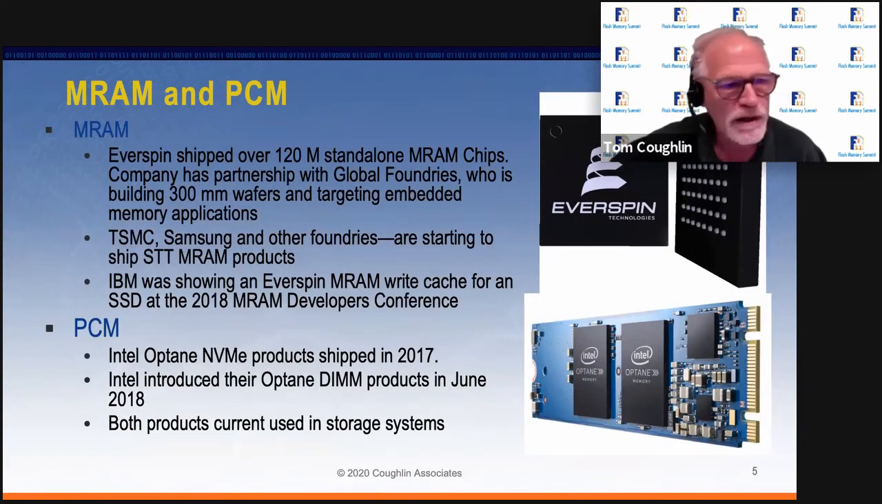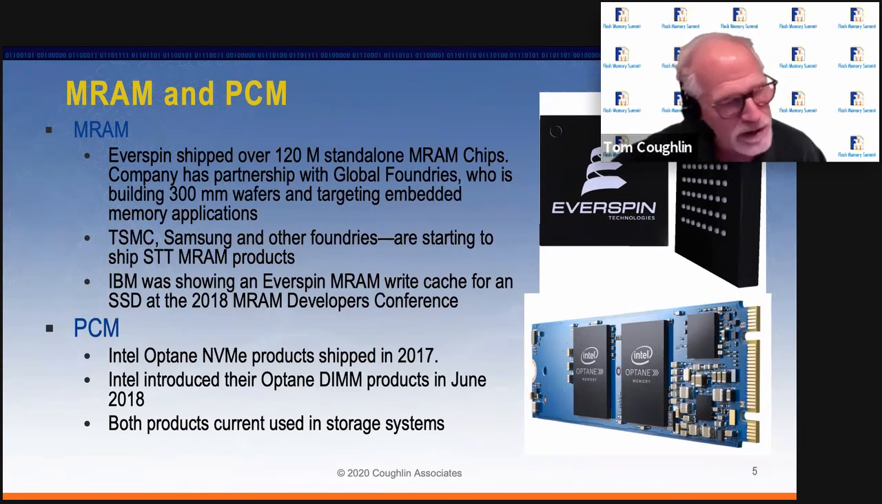Some examples of products that are out there: there's a company called Everspin, which has shipped over 120 million standalone MRAM chips. This company has partnered with Global Foundries, a major semiconductor foundry company, who is building 300 nanometer wafers to support Everspin, but also targeting these wafers for embedded memory applications. All the major foundry companies, TSMC, Samsung, and others, are starting to ship spin tunnel torque MRAM products. And there have already been products being shown. For instance, IBM at the 2018 MRAM Developers Conference, just before the Flash Memory Summit, was showing an Everspin MRAM write cache for an SSD.